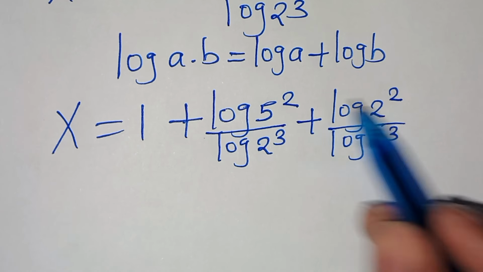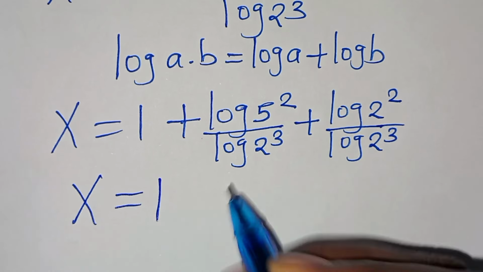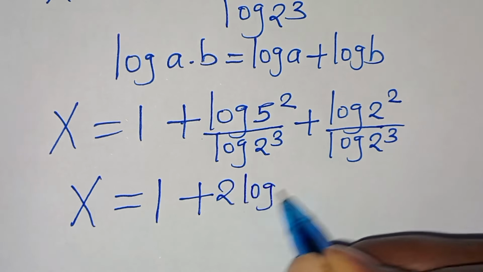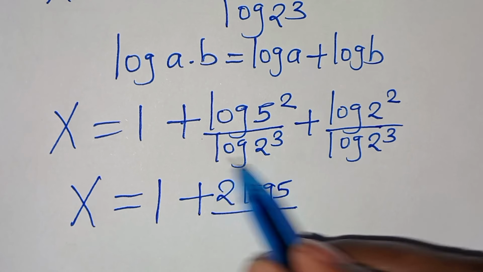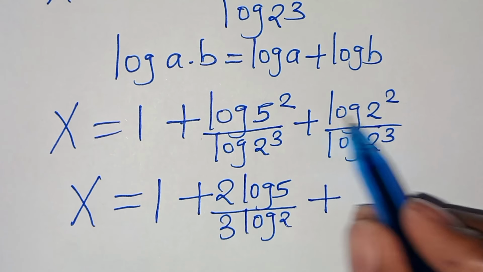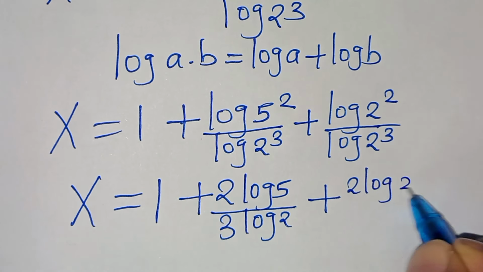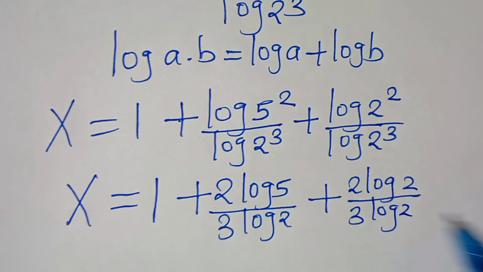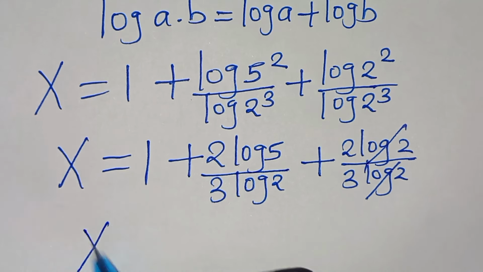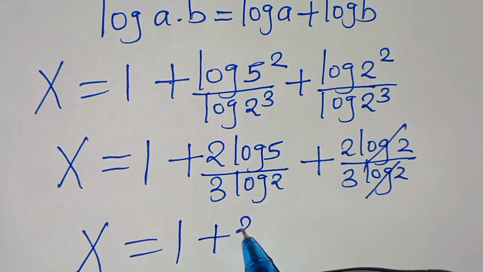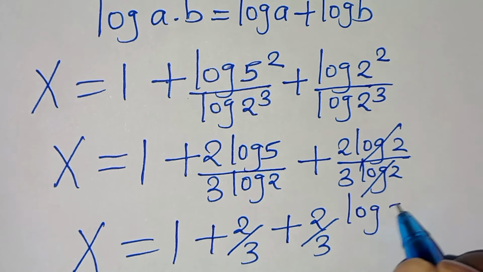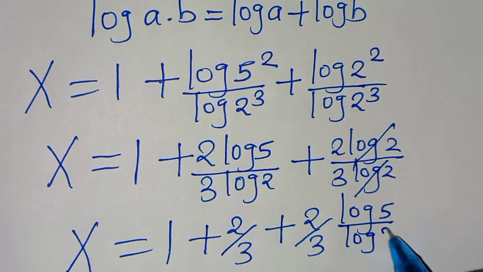Now applying the power rule property here, we have that x is equal to 1 plus, now log 5 to the power of 2 becomes 2 log 5 divided by log 2 to the power of 3 becomes 3 log 2, then plus log 2 to the power of 2, which is 2 log 2 divided by 3 log 2. So we can simplify log 2 and log 2, so that now we have x equal to 1 plus 2 over 3, then plus 2 over 3. This is log 5 divided by log 2.